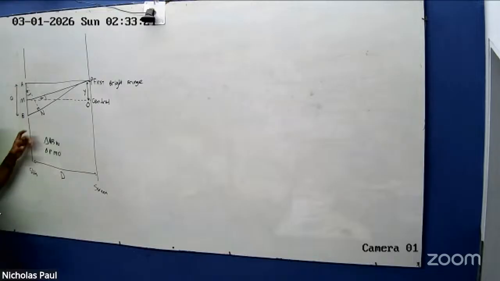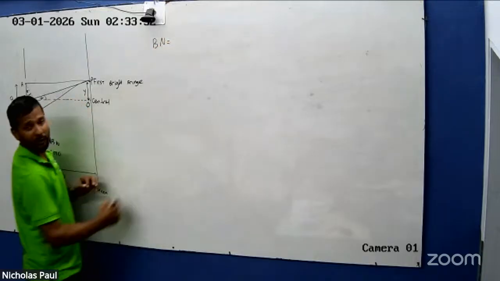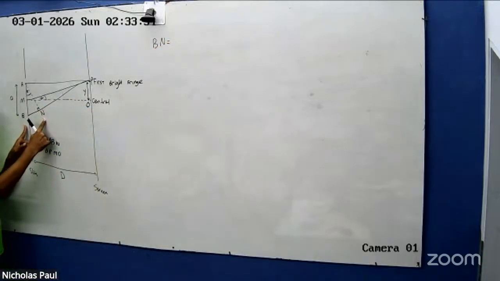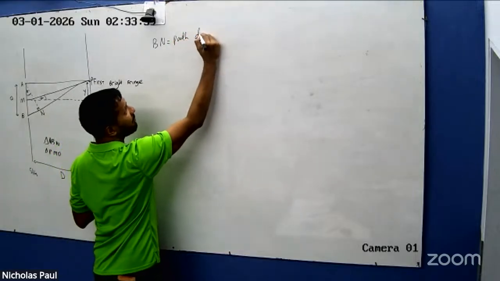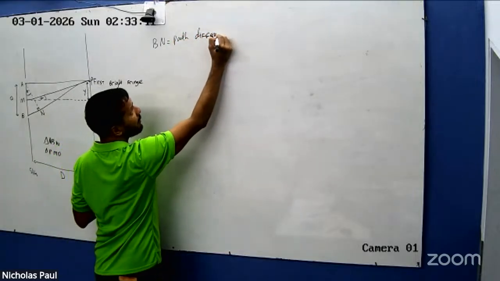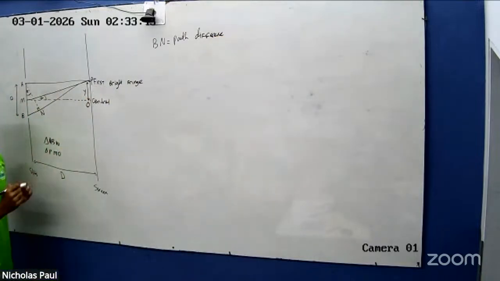All right, so watch here, Ollie. So we need to be able to work these things out. Before we do it, what did we say about Bn again? We said Bn is the path difference, right? And since the rays meet at the first bright fringe, what's the path difference, Adrian?